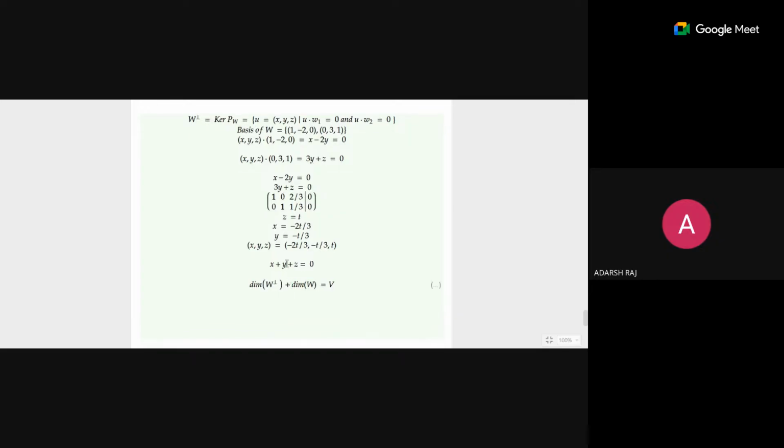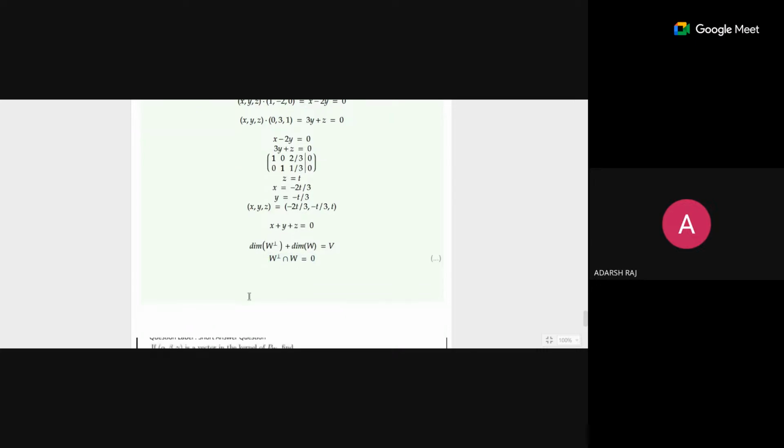And we can also find the dimension of W, which was given as 2. So we can also find the dimension of W perpendicular from this information, also 1. And remember this also: W perpendicular, W is equal to 0.